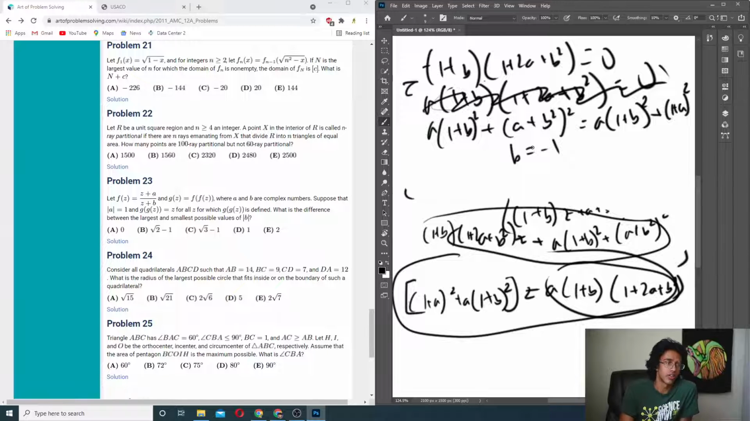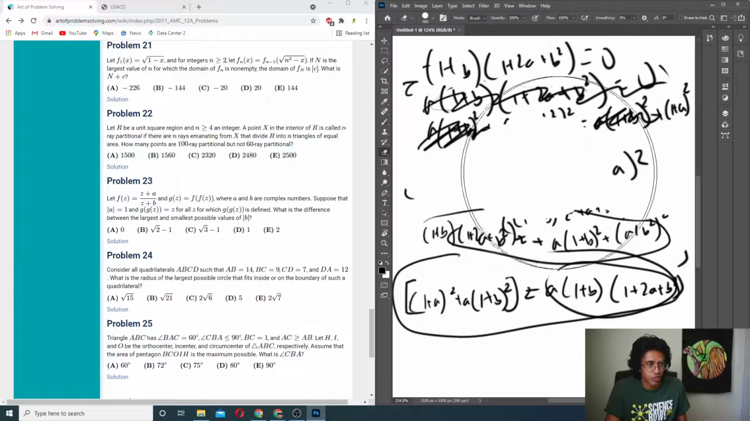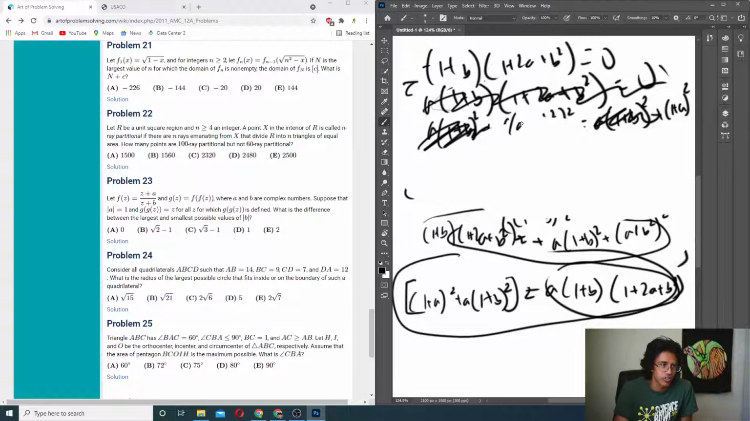And then essentially this stuff cancels out, right? So you're left with this, and then this simplifies to (a + 1)² equals 1 + a², which is the same thing, right? So any a would work for this one. Okay, so b equals negative 1 definitely works. Then the next thing we got to do, a plus b squared squared, okay?